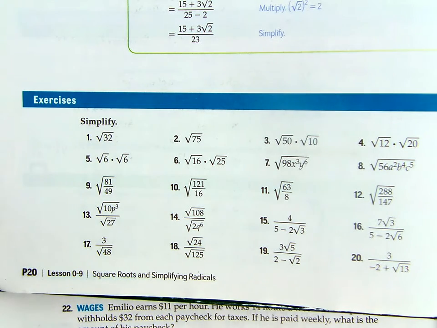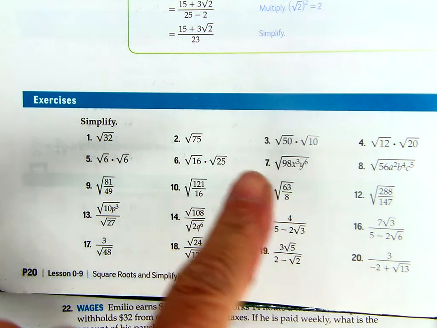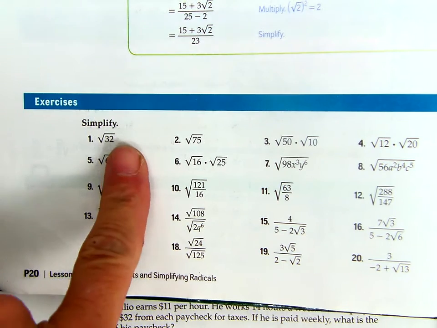Okay, so on page P20. Now, hey, this is just refresher. These are things that we're going to have to be doing in geometry over and over again. I need you to try your best on it. Yeah, the calculator will do a lot of it, but there's some things the calculator won't do, and here it is. Simplifying radicals.